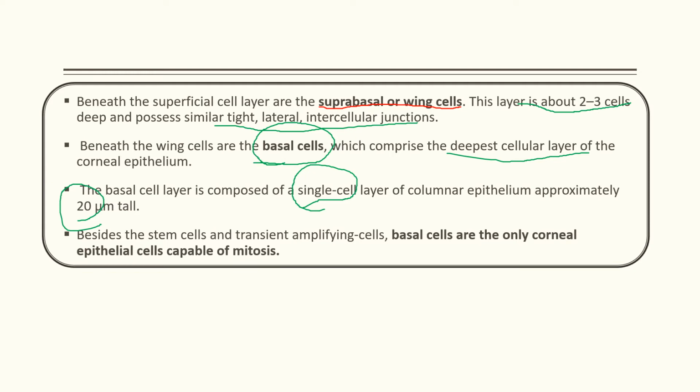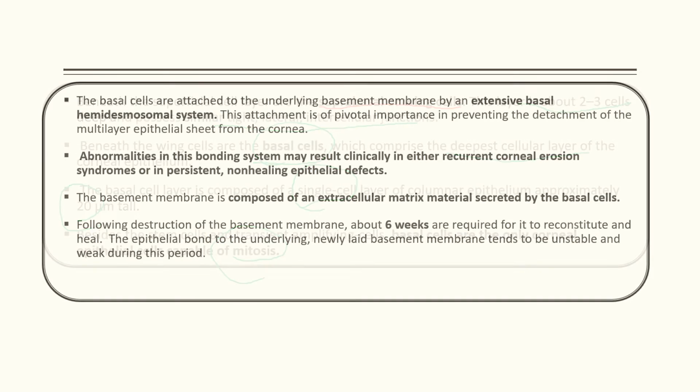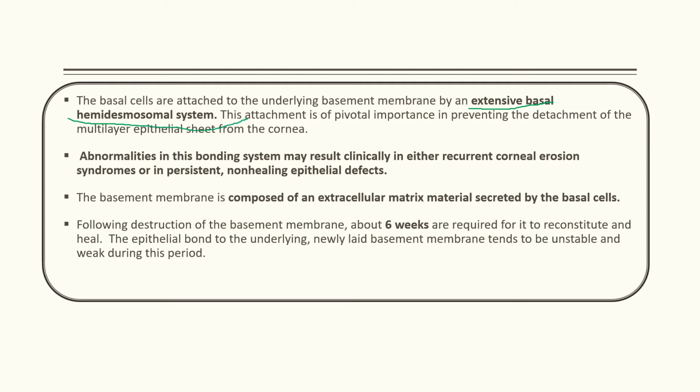Now, besides the stem cells and the transient amplifying cells, the basal cells are the only epithelial cells capable of mitosis. So they divide and they form the suprabasal or the wing cells, the superficial epithelial cells, and so on. Now beneath the basal cells we have a basement membrane. So the basal cells are attached to the underlying basement membrane by an extensive basal hemidesmosomal system. Now this attachment is very important. Why? Because it prevents the detachment of the multilayer epithelial sheet from the cornea.